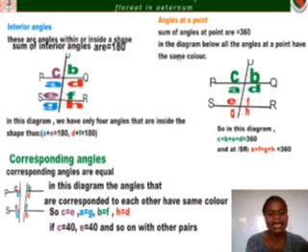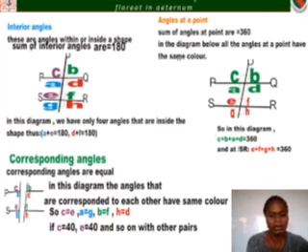And at line XR, we have angle E plus angle F plus angle G plus angle H is equal to 360. They have color red. And this is the sum of angles at a point.